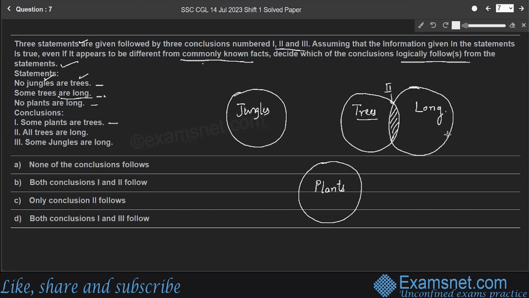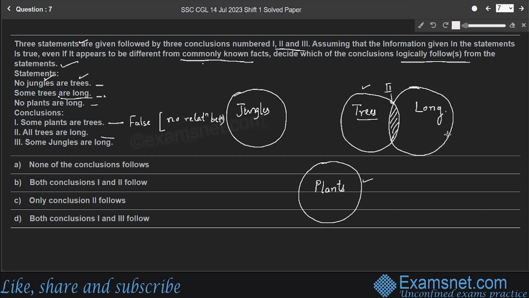So look at the conclusions. Some plants are trees. So here is the set of plants, set of trees. According to the 3 statements, there is no relation between plants and trees, right? Therefore, the first conclusion is false. The reason is, no relation between plants and trees, right?